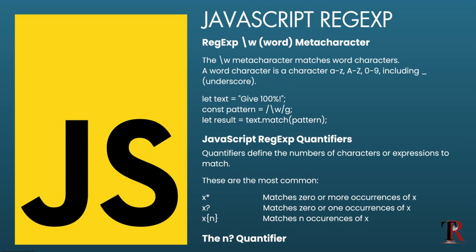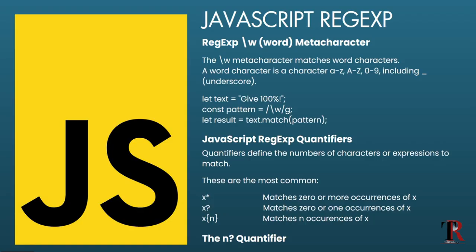The backslash W metacharacter matches word characters. What is a word character? A word character is a character that could be A to Z in small letter, A to Z in capital letter, 0 to 9, including underscore.